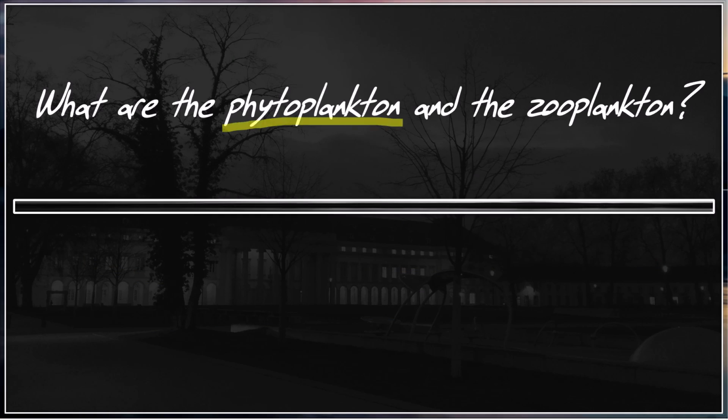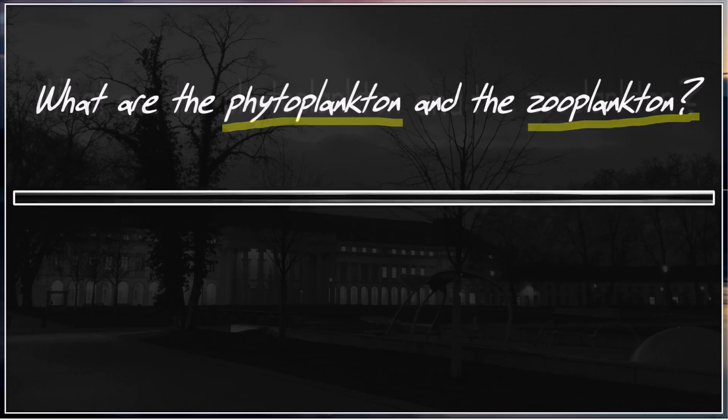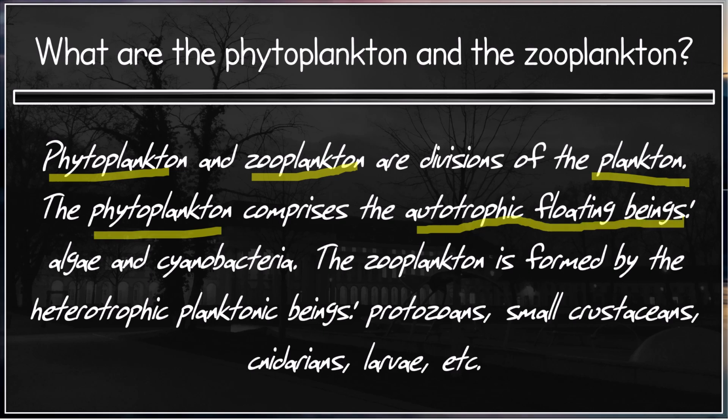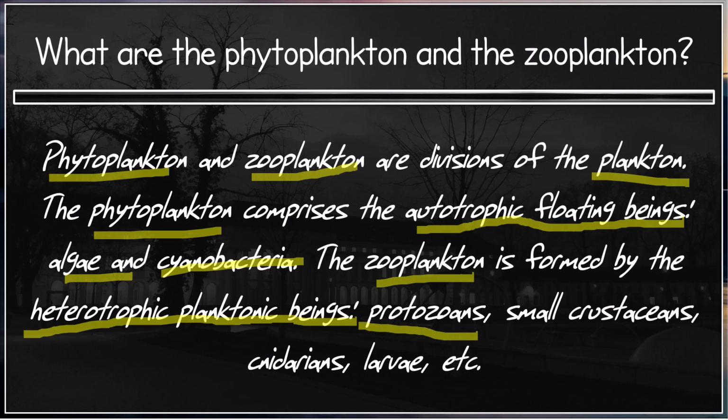What are the phytoplankton and zooplankton? Phytoplankton and zooplankton are divisions of plankton. Phytoplankton comprises autotrophic floating beings, algae, and cyanobacteria. Zooplankton are formed by heterotrophic planktonic beings, protozoans, small crustaceans, Cnidaria, larvae, and many others.